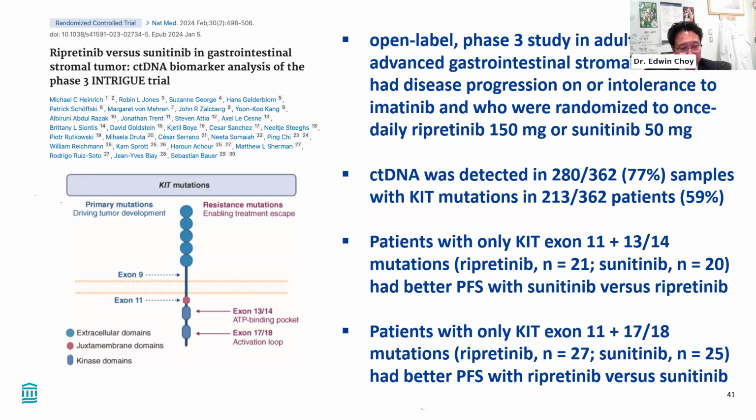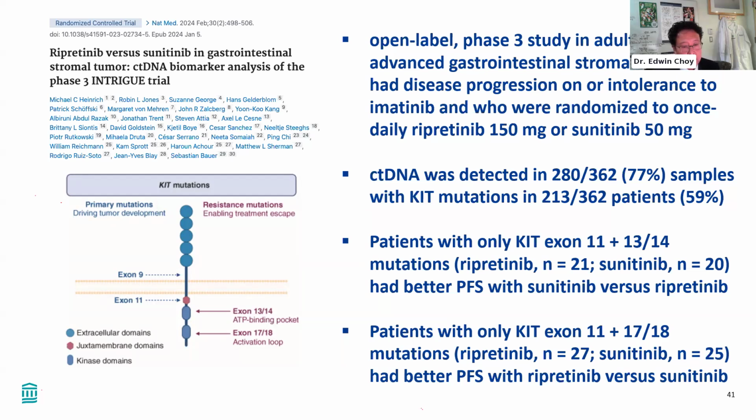And in this situation, the study showed that patients that have a mutation in exons 11 plus 13 or 14 seemed to respond better to sunitinib, and patients with mutations in exons 11 plus 17 or 18 seemed to respond better to ripretinib. And they largely used ctDNA to detect those mutations in blood. And so, in these samples, they found that of the 362 patients being tested, ctDNA was detected in about 77% of these patients. And of these patients, about 213 had KIT mutations detected.